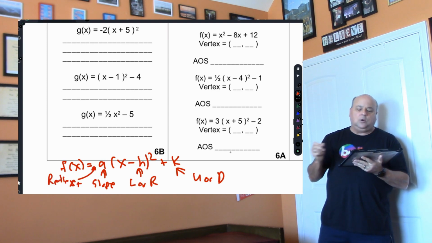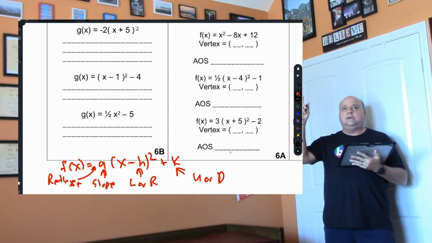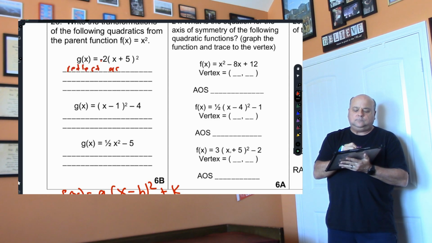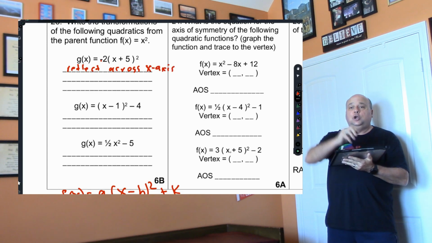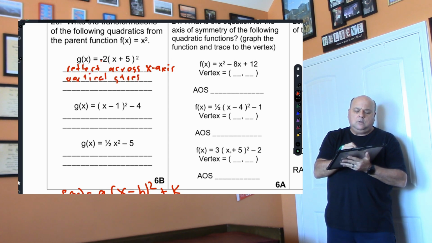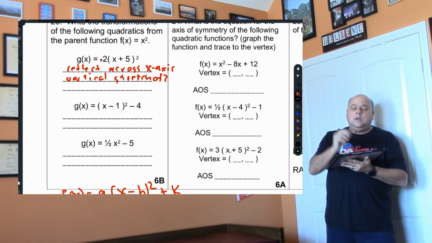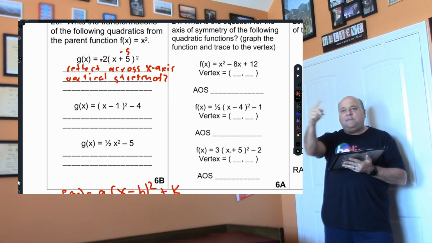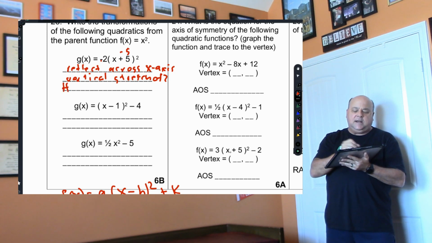Things you've got to remember, okay? You did doodle notes on this. You've got to remember these. So let's go to here. The negative is going to reflect it across the x-axis. The 2 is going to be steeper. It's going to be a vertical stretch of 2. Vertical stretch of 2. The plus 5, remember, this is opposite, so it's going to be minus 5. That's going to be a horizontal, I'm going to put an H, horizontal shift.